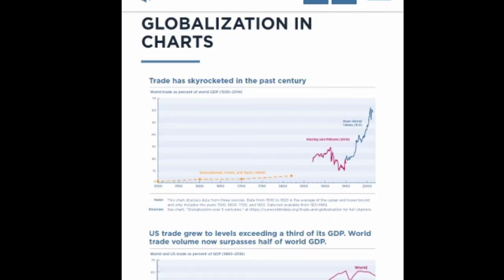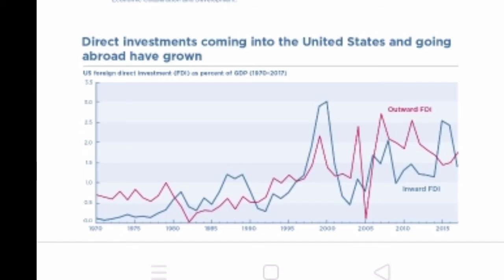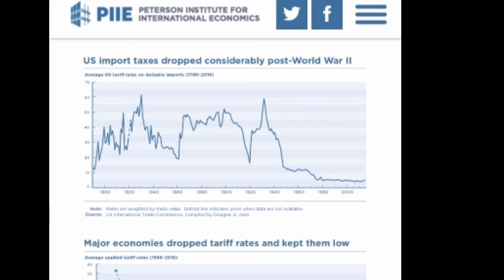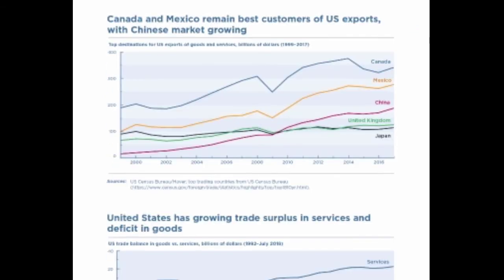Globalization in charts. First, trade has skyrocketed in the past century. Second, US trade grew to levels exceeding a third of its GDP. World trade volume now surpasses half of world GDP. Direct investments coming into the United States and going abroad have grown. US import taxes dropped considerably post World War II. Major economies dropped tariff rates and kept them low. Canada and Mexico remain the best customers of US exports, with China's market growing. The United States has a growing trade surplus in services and a deficit in goods.